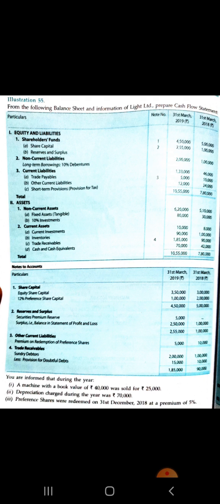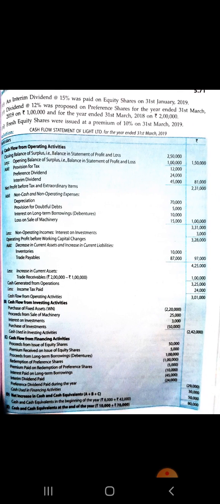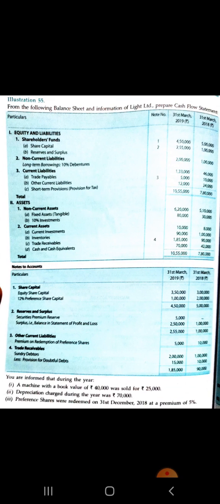Then second adjustment, depreciation charge during the year was 70,000. Preference shares were redeemed on 31st December 2018 at a premium of 5%. An interim dividend at the rate 15% was paid on equity shares on 31st January 2019. Equity shares were 3 lakh previous year and 3 lakh 50,000 current year. Equity shares issued during the year is rupees 50,000.